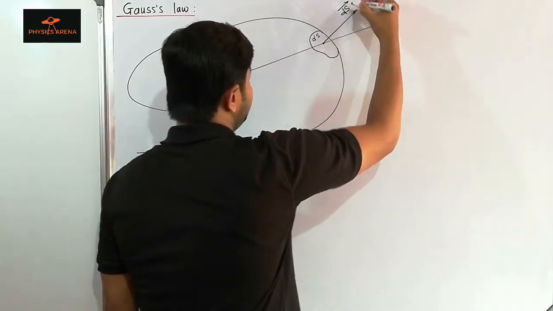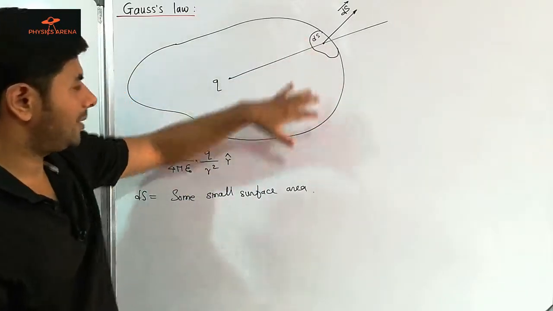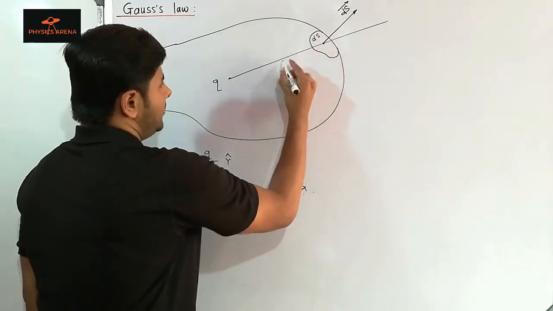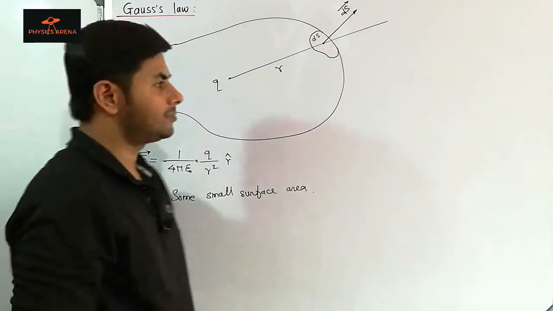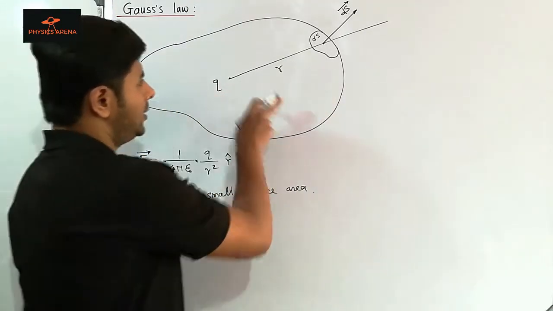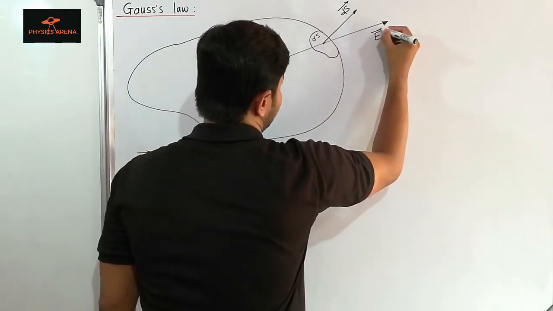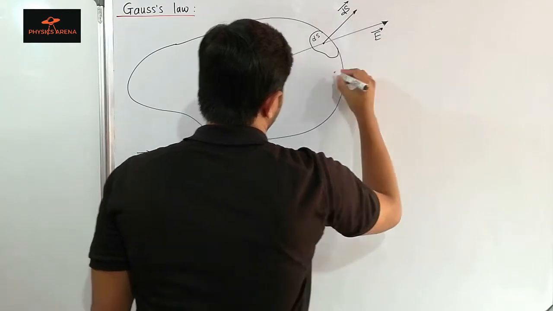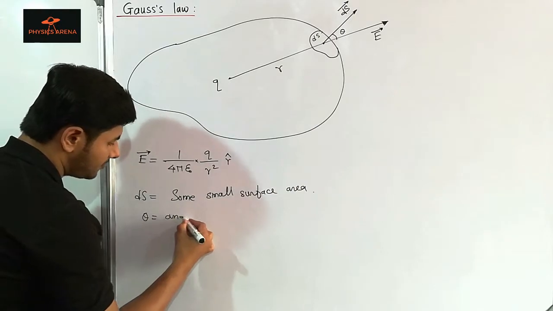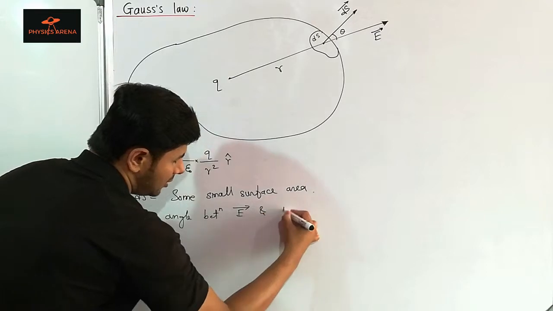This is ds bar along the direction normal to the plane of ds. The distance of ds from q is, let's say, r, and therefore the electric field at ds is in the radial direction. So this is the electric field vector. Now suppose theta is the angle between the electric field vector and ds bar.